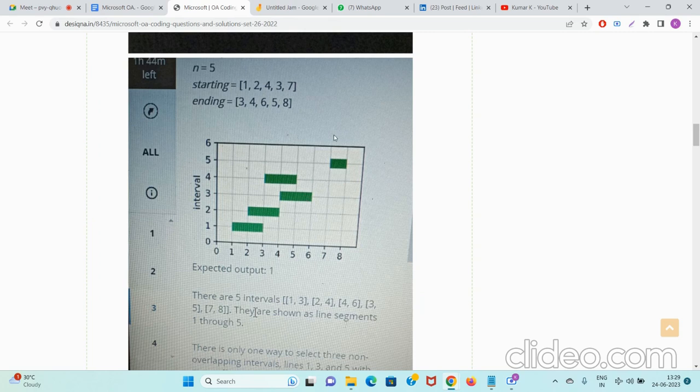So, guys, in this test case, can you tell me which are those three intervals which are not intersecting with each other? Can anyone tell me in the chat? That is the question Microsoft is asking us. You can easily pick 1, 3, then 4, 6, then 7, 8. 1, 3 is not intersecting with 4, 6, and 4, 6 is not intersecting with 7, 8.